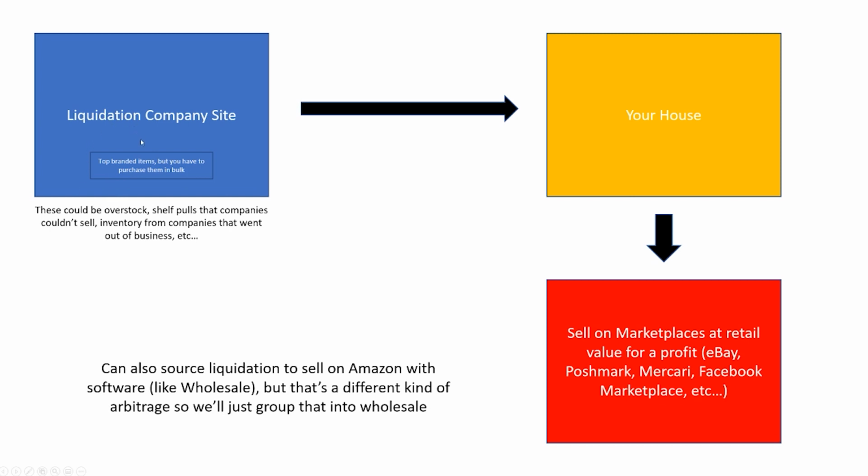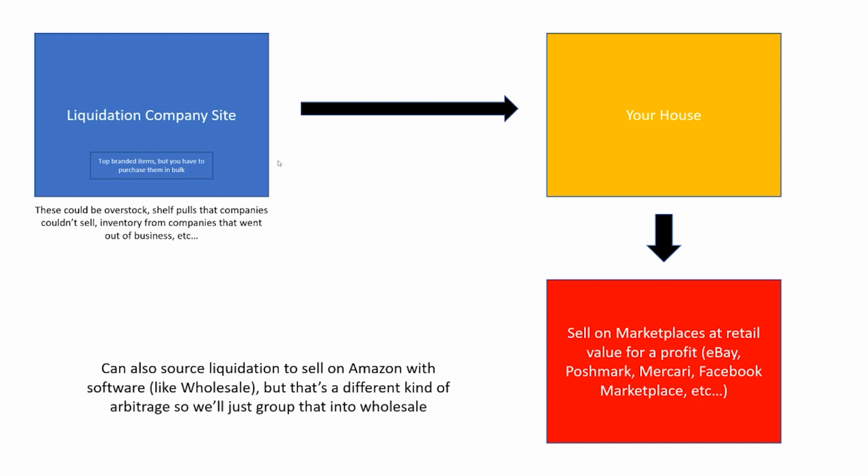So a liquidation company is great and liquidation sites are great because you can get top branded items, but obviously you have to purchase them in bulk, okay? So this could be like overstock, it could be shelf pulls that companies couldn't sell. It could even be inventory, for example, from companies that went out of business. You'll see that a lot on Amazon.